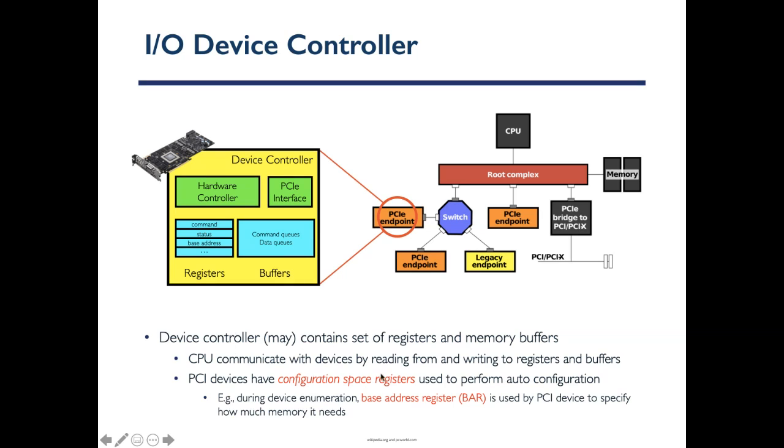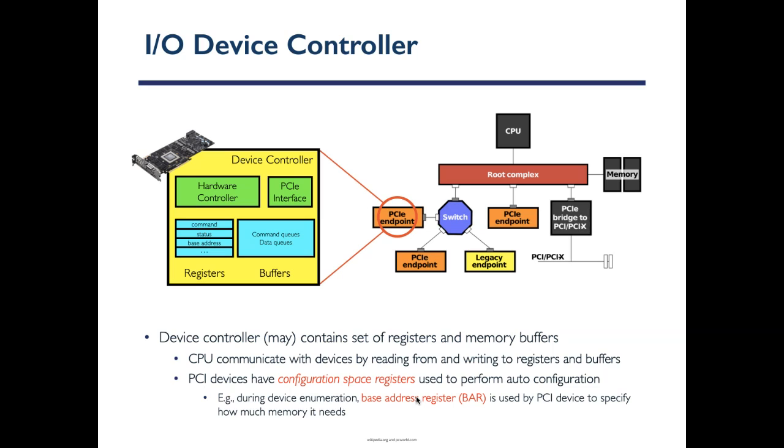So here I have the example of a typical PCI device. During the initialization, the operating system or the BIOS starts reading these status registers. They're usually called the configuration space registers, used to automatically configure your device when the operating system is booted or when the BIOS starts running. One of these registers that I have both in the figure and here in the slide is the base address register.